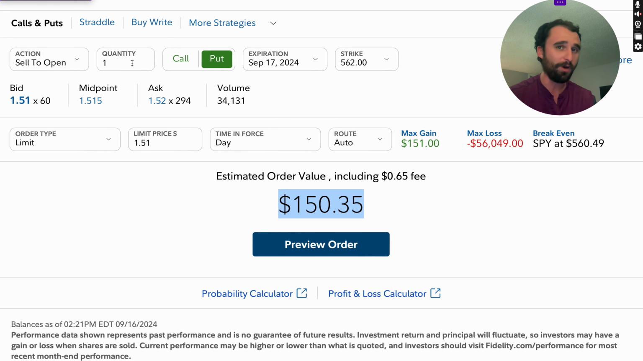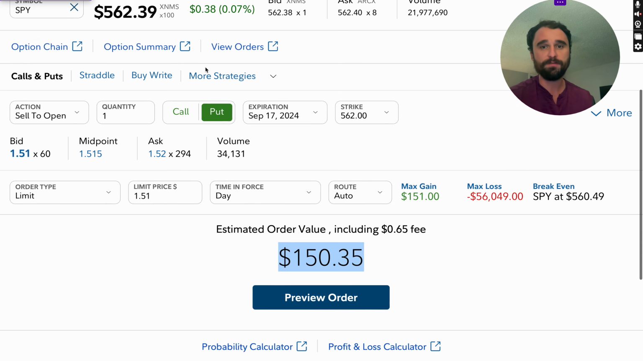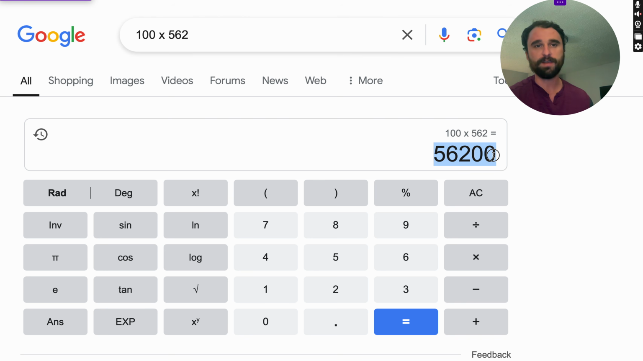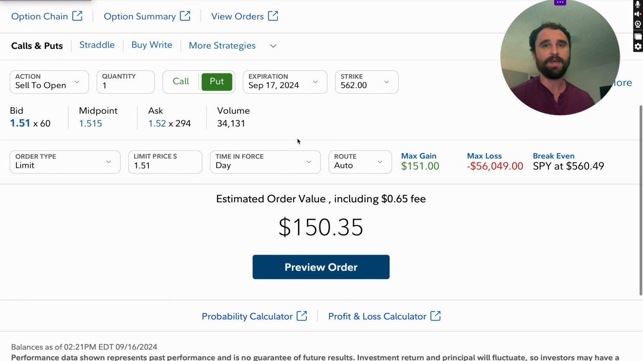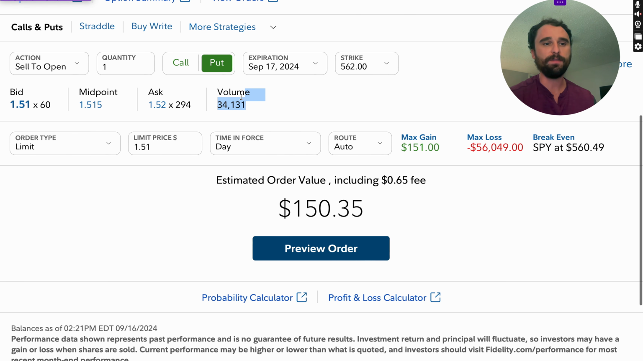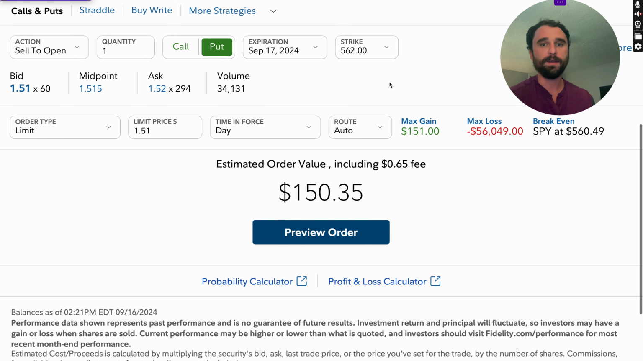But in order to collect that $150, what's the saying, right? It takes money to make money. In this case, we have to have a portfolio value of $56,000, because if you take 100 shares times 562, it tells you that we need $56,200 in collateral in order to make this trade happen. So once we have that collateral, we can go ahead and enter into this trade, sell this cash secured put, and collect the $150. We earn our premium right away, because like I said, that money is yours to keep no matter what.